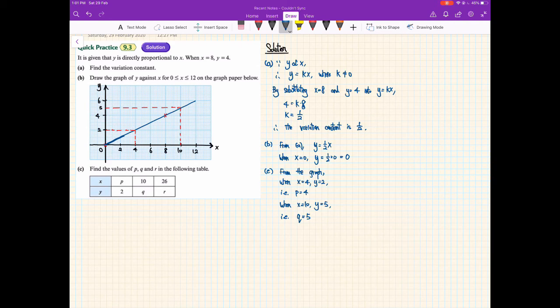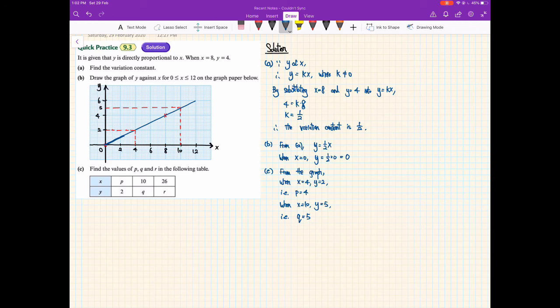The last one, when x is equal to 26, y is equal to R. So this time, can we find the value of R by just looking at the graph? We cannot. Why? Because the graph only shows the values of x from x equals 0 to x equals 12. But now we have got x equals 26. That means we cannot find the corresponding y value by just looking at the graph.